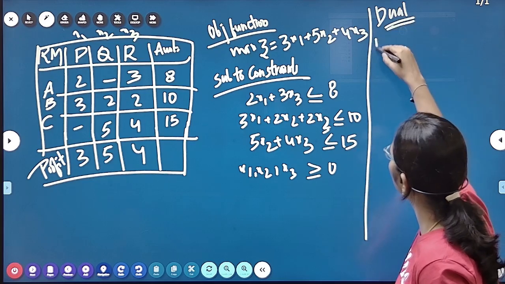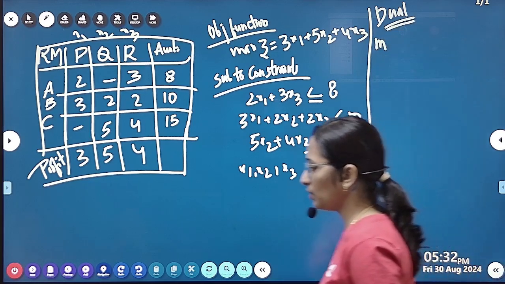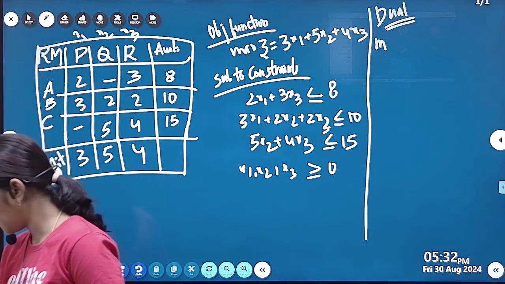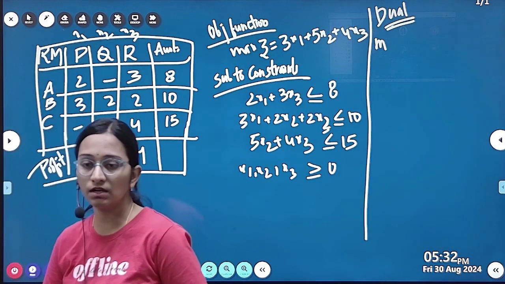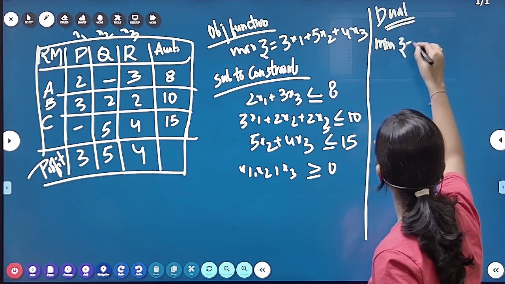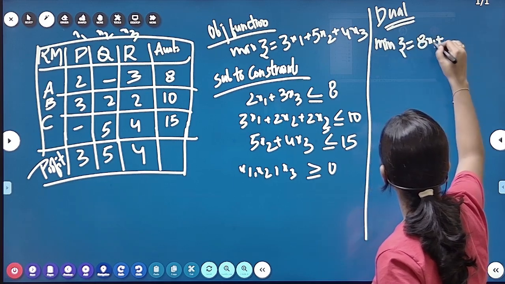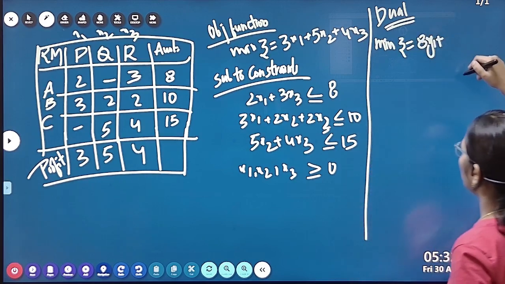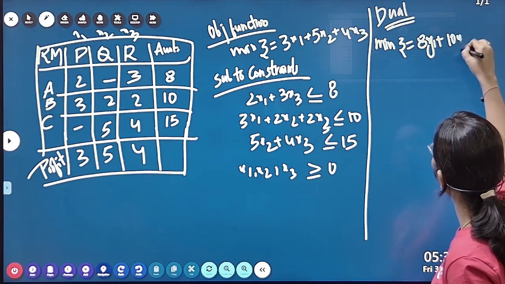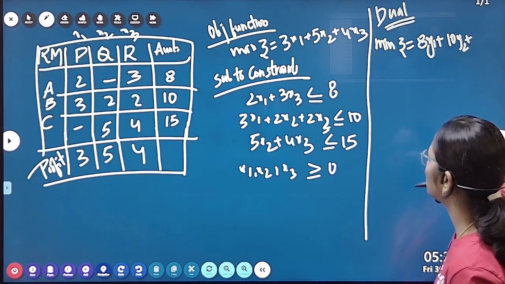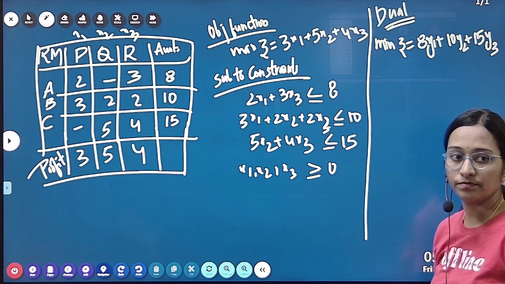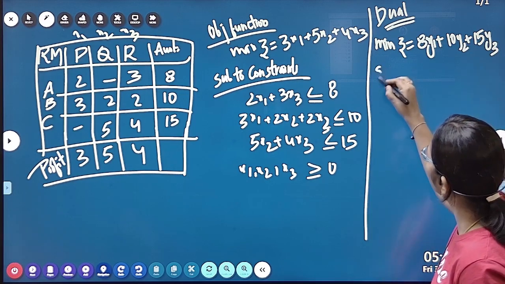So tell me the dual. Will that be maximization or minimization? Minimization of what? Available units. So tell me, 8. Minimization of Z is equal to 8y1, let us take y, plus 10y2 plus 15y3. Okay.